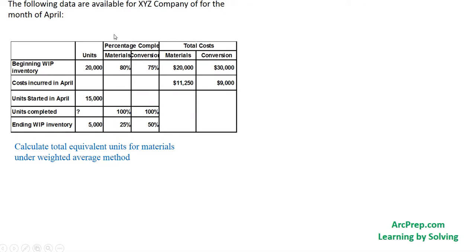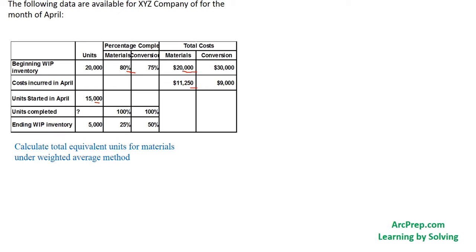Hi everybody, we are going to continue our conversation about equivalent units and process costing, and we are going to specifically talk about the weighted average method. In the problem, we are given the beginning work in process inventory, both from a dollar value perspective as well as a percentage perspective. And then we are given the cost incurred in the month of April specifically.